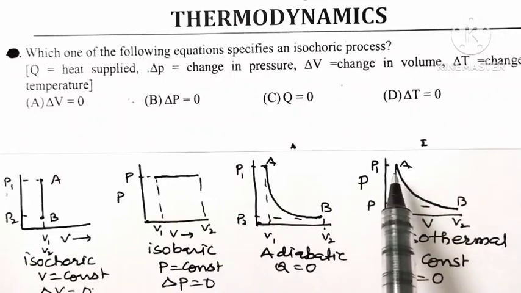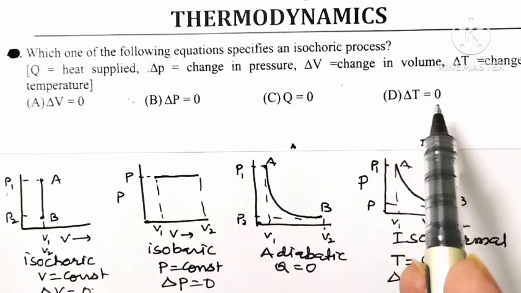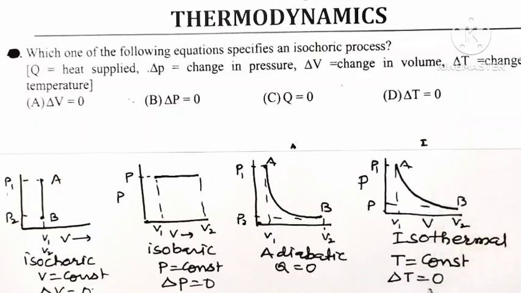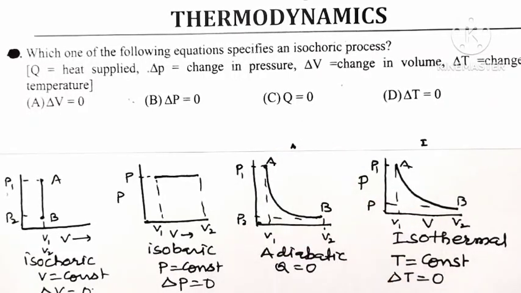So here there is a change in pressure with change in what? Volume, and this process is representing an isothermal process. So delta T equal to 0, this equation will represent an isothermal process. Now Q equal to 0 means the amount of heat supplied between system and that of surrounding is 0. That is the case for an adiabatic process.